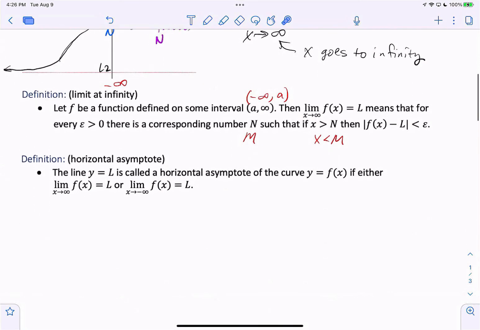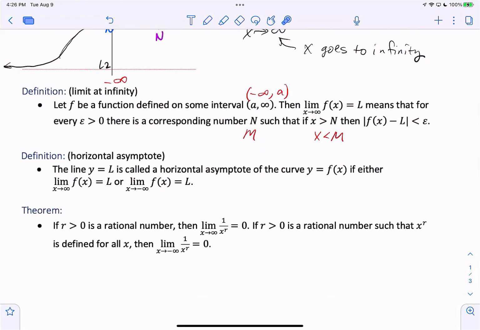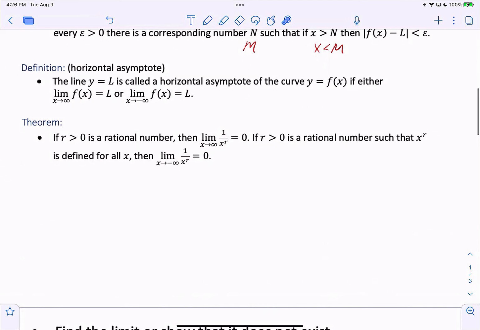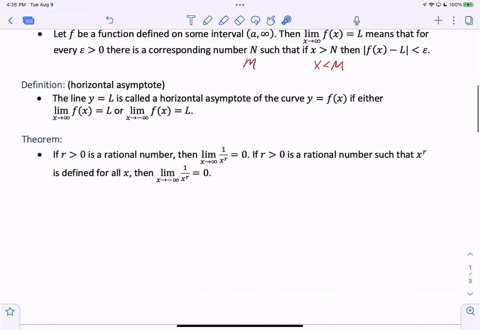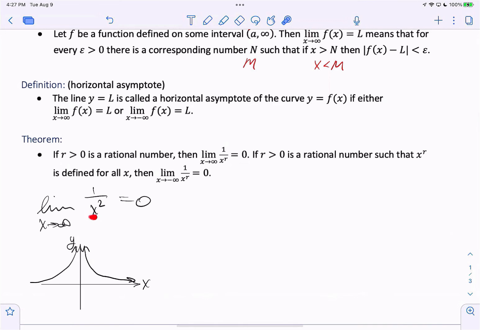Now, in the exercises for this section, we're going to make use of a theorem. If r is positive and rational, then the limit as x approaches infinity of 1 over x to the r is equal to 0. So, for instance, the limit as x approaches infinity of 1 over x squared, here r is 2, is equal to 0. I'm not going to go through a formal proof of this, but I will appeal to the graph of the function. As x becomes infinitely large, 1 over x squared becomes infinitesimally close to 0.